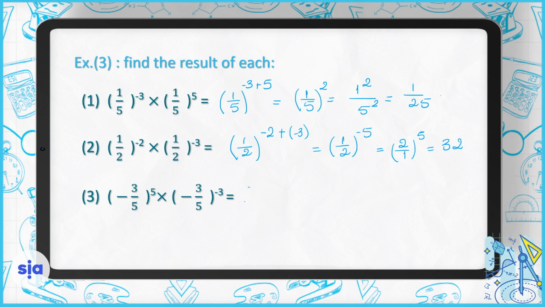Question 3. The base is negative 3 over 5. We're multiplying the two fractions, so we add the powers. 5 plus negative 3. Then the result is negative 3 over 5 to the power of 2. The even power eats the negative, so it's 3 over 5 to the power of 2. Then the final answer is 9 over 25.